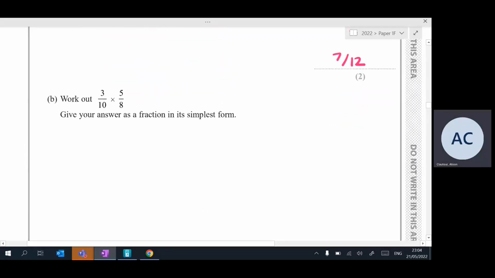When you're multiplying fractions, remember you can cancel any numerator with any denominator. So I'm going to divide these two by 5 to give me 2 and 1 instead of 10 and 5. And then just multiply across the top. 3 times 1 is 3. 2 times 8 is 16.